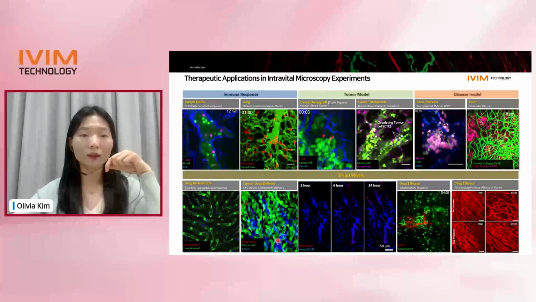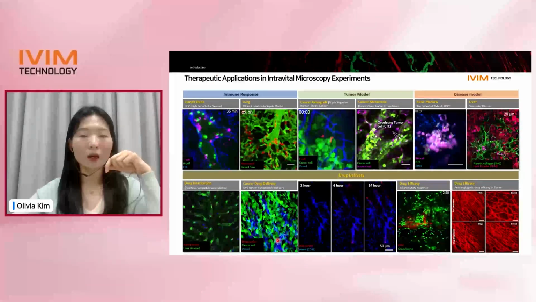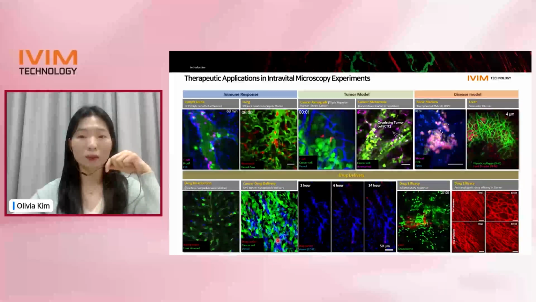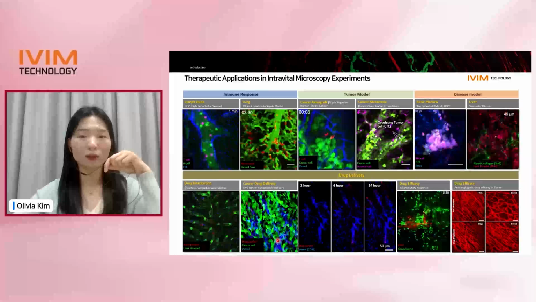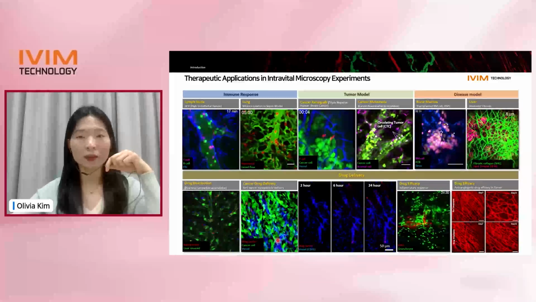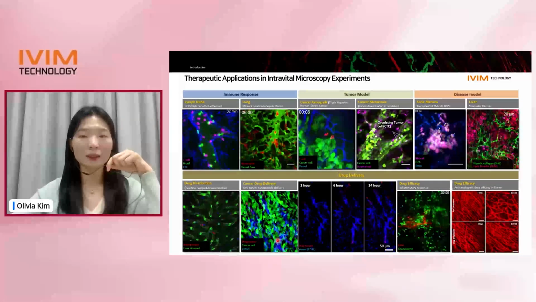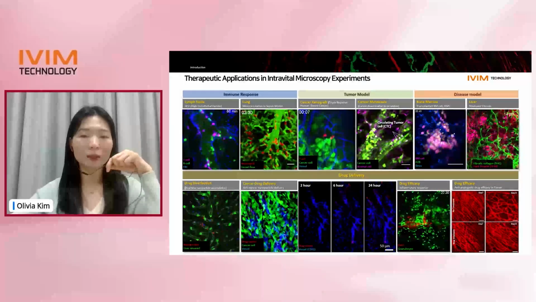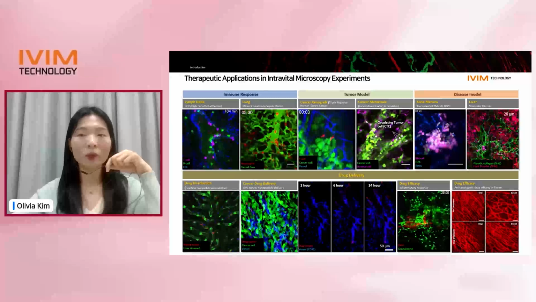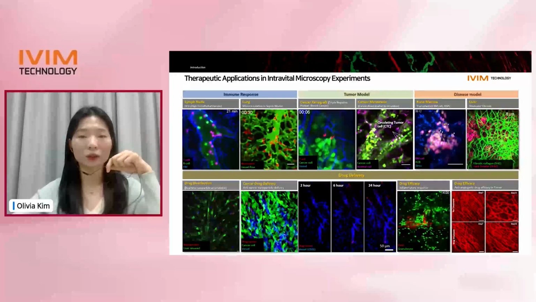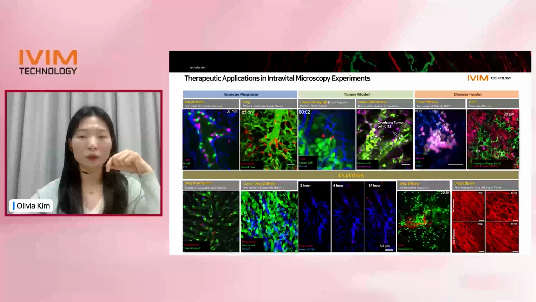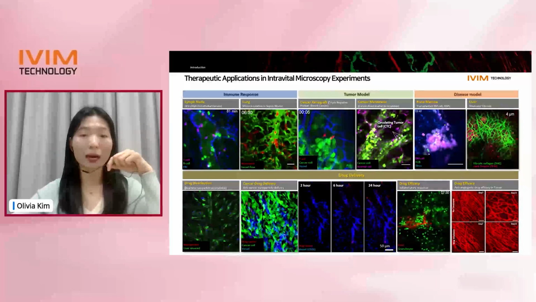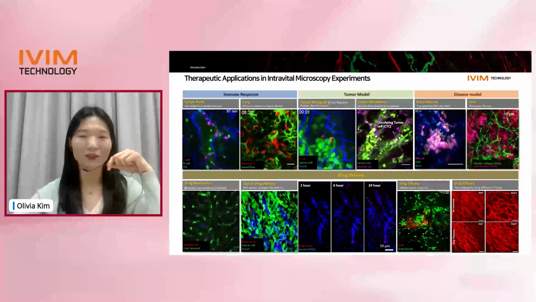So using the technologies I have described, our platform enables real-time visualization across multiple organs and a wide range of biological processes. This includes various immune responses, cancer metastasis, the efficacy of anti-cancer therapeutics, and even the mechanisms underlying disease progression. Moreover, our system allows researchers to monitor the in vivo biodistribution and therapeutic effects of nanoparticles, peptides, and other drug candidates with high spatial temporal resolution.